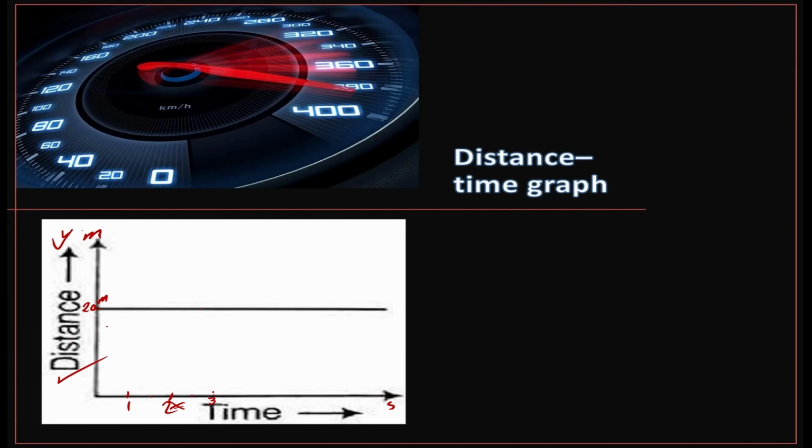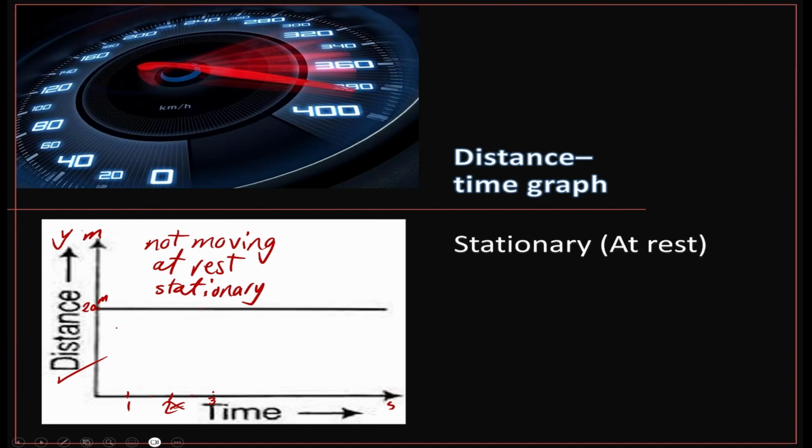This means the object here. So this graph represents an object which is stationary object, or an object at rest. Okay. Now again, we have here the distance doesn't change as time passes. This means the object is at rest.